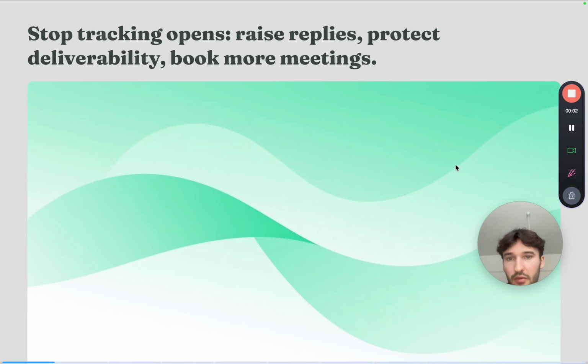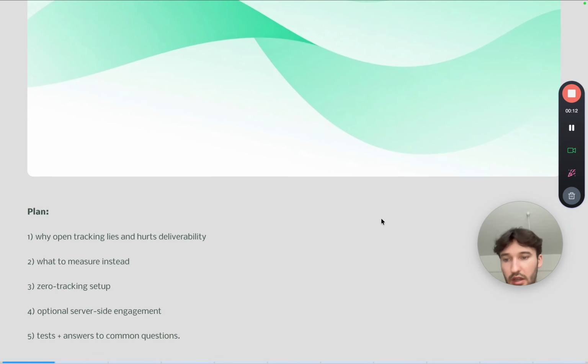Great. So in this video, we're going to be showing you why you need to stop tracking opens in cold email. And this will raise your replies, protect your deliverability, and book you more meetings. So the plan for today is to show you why open tracking lies and hurts deliverability, what to measure instead, the zero tracking setup, an optional server-side tracking that you can do if you want, and then some tests that we've done and answers to common questions.